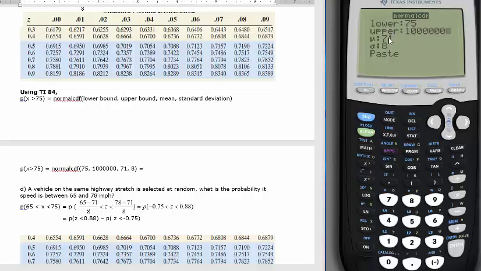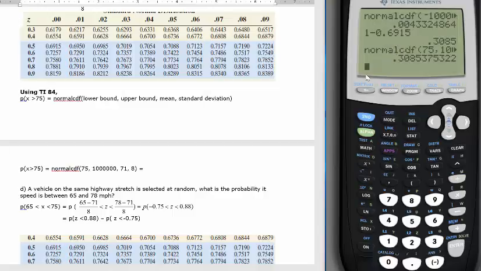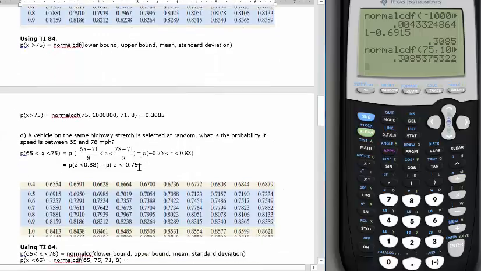Mean is 71, standard deviation is 8, and then scroll down, paste, and here's the answer. I'll write it down here, which is 0.30, almost perfect match with what we're doing using the table. Okay, D.